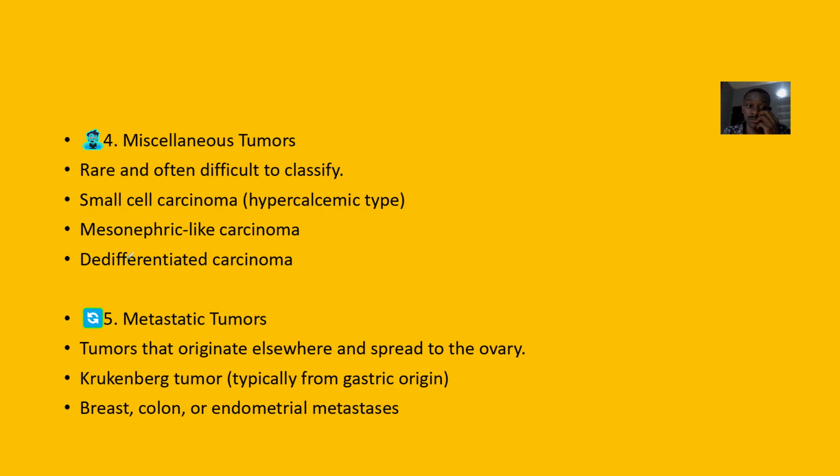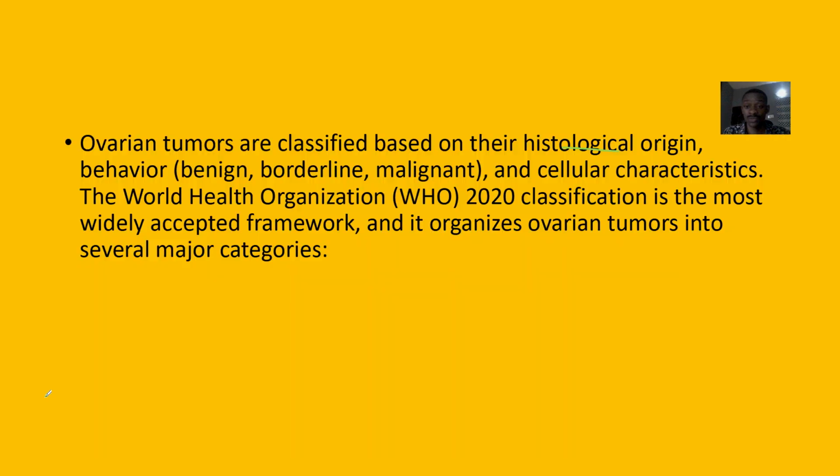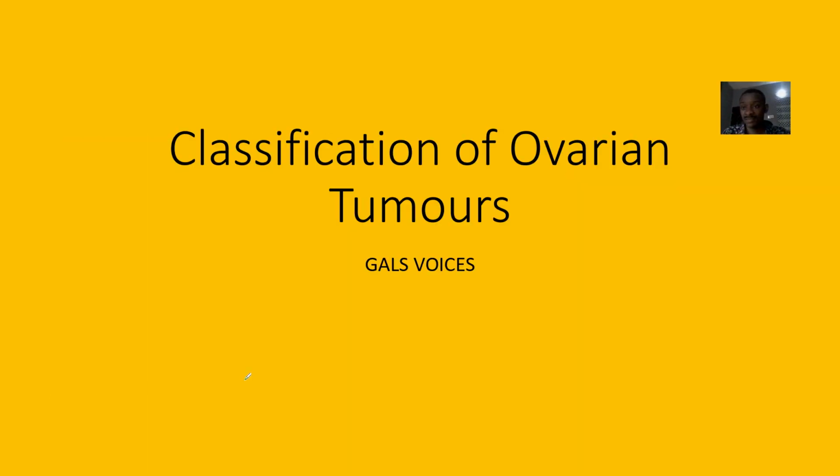So for miscellaneous tumors, we have the small cell carcinoma, mesonephric-like carcinoma, and dedifferentiated carcinoma. The metastatic ones are tumors that originate from elsewhere, so they actually spread to the ovary. Krukenberg tumor, also tumors from the breast, tumors from the lungs, and tumors from the endometrium. The endometrial tissues could also spread to the ovaries. So that's what we have here for this classification of tumors.